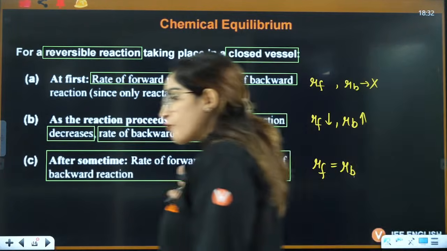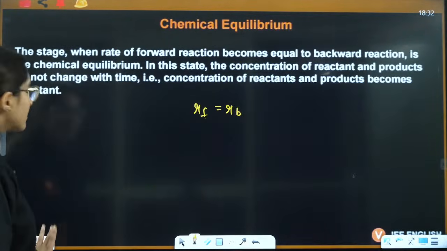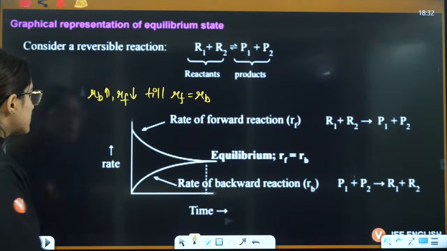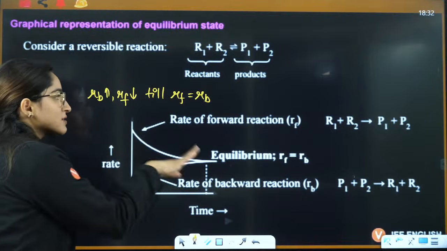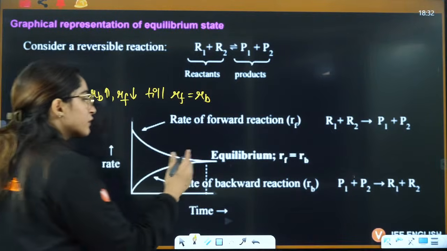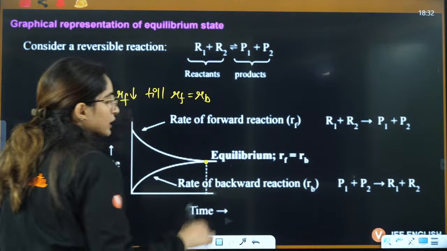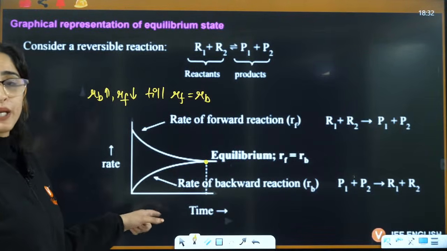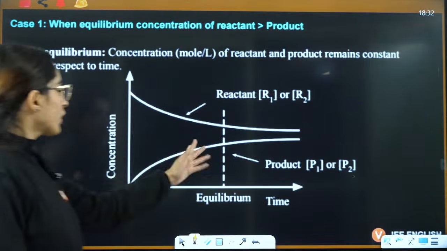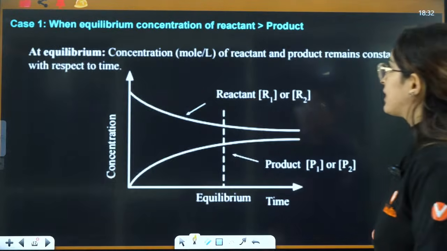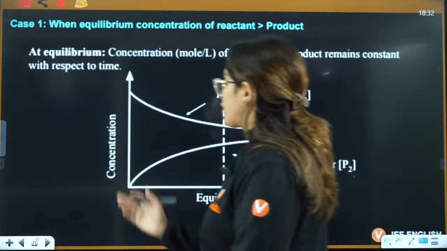Now we will show this in terms of graphical representation. This is rate, this is time. Backward is increasing, forward is decreasing. Equilibrium state will be that state where both of them are equal. So is this a graph of equilibrium? Definitely yes, this is a graph of equilibrium. What about this one?